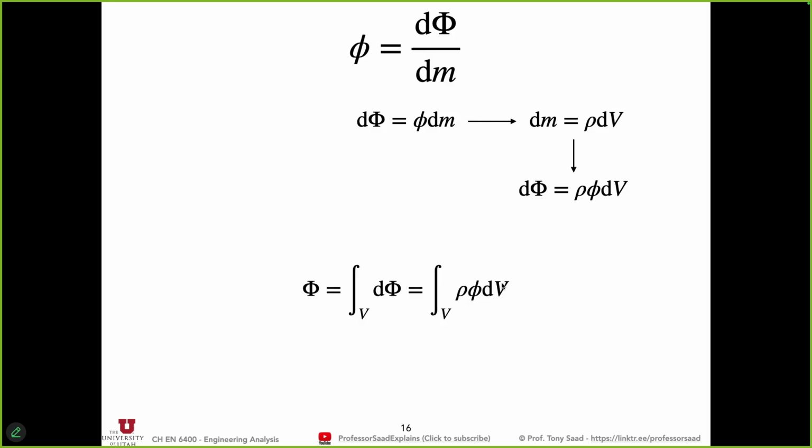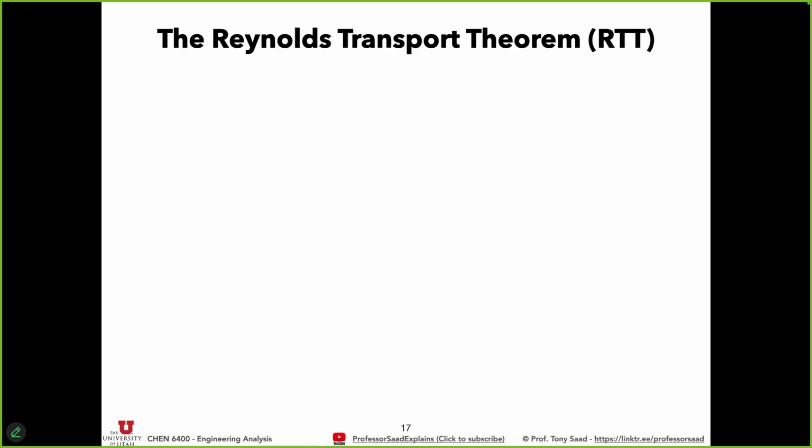Now remember, rho is a function of space and time. So on the small volume, it's constant, but as you take that and integrate it over a large volume, it's going to change from point to point. Okay, it's going to change from point to point. So keep that in mind.